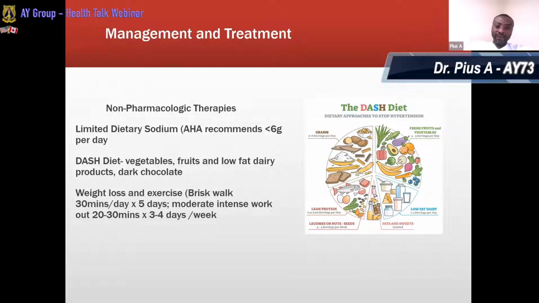So non-pharmacologic therapies mean things that do not involve drugs per se. So your dietary habits, we call something the dietary approach to stop hypertension, the DASH diet. Eating more fruits and vegetables, low-fat dairy products, dark chocolate, exercise, and limited dietary salt.